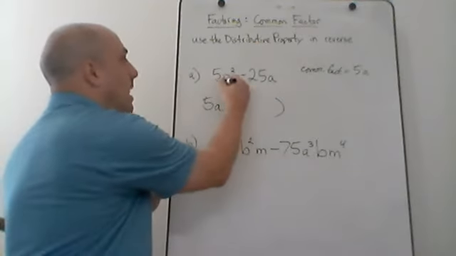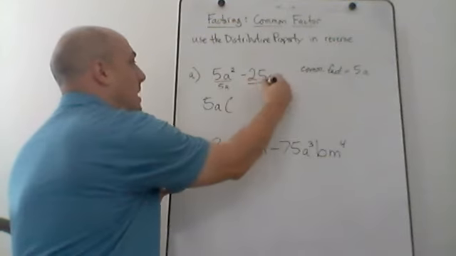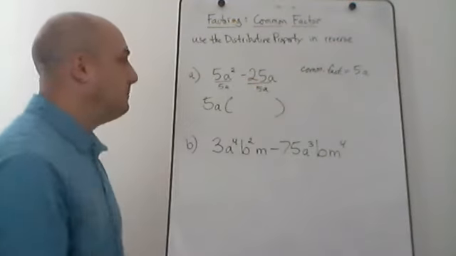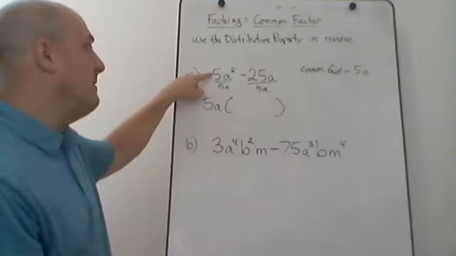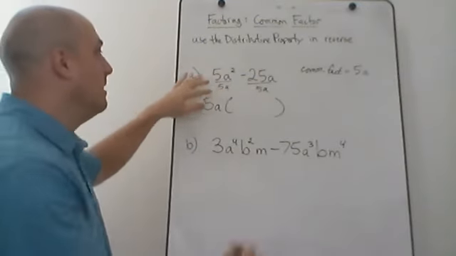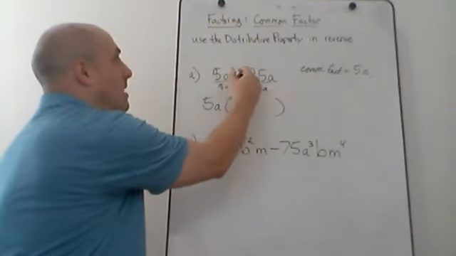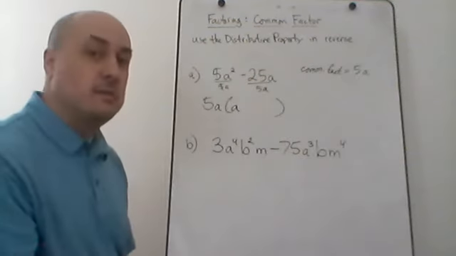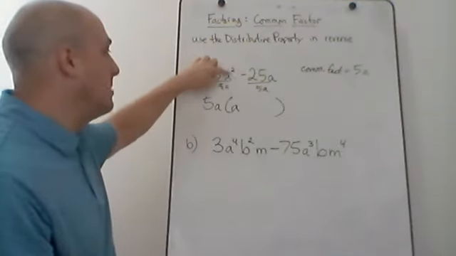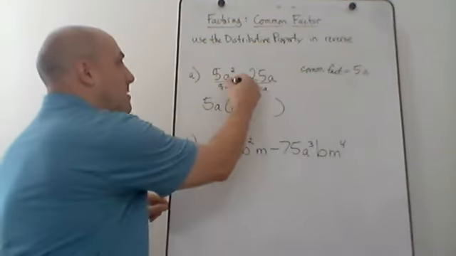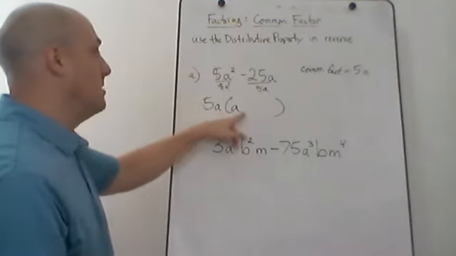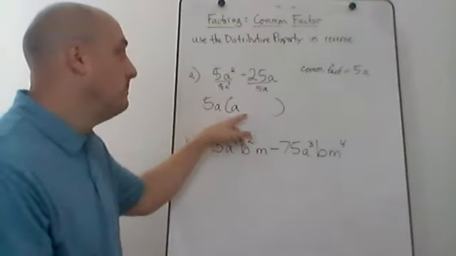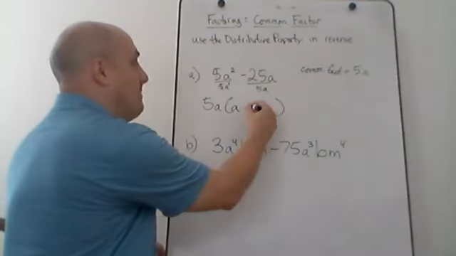If you're not sure, think of it like this. Think about dividing both of these terms by this common factor, 5a. If I do 5a squared divided by 5a, the 5's cancel out, and a squared over a is just a. Remember, with the rules of exponents, I subtract the exponents: 2 minus 1 gives me a to the first power. And I have that minus in the middle.